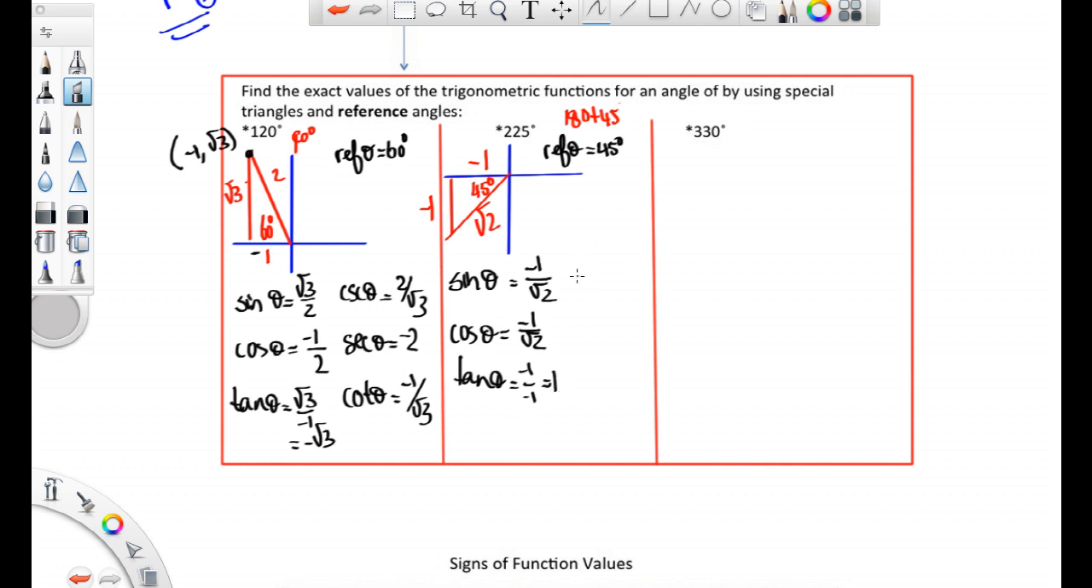And then you can flip these, so the cosecant of the angle would be the square root of 2 with a negative. And that means that the secant of the angle is the same. And then finally the cotangent, when you flip 1, you still get 1. So those would be the answers at that point.